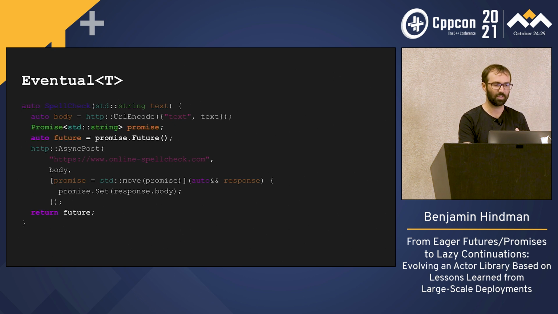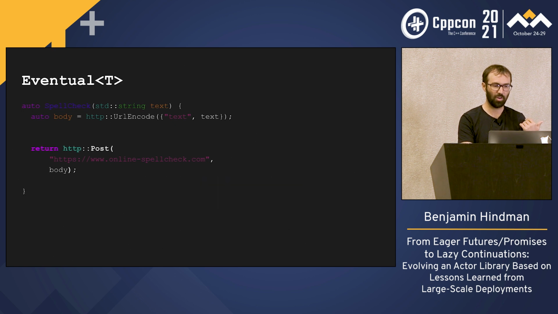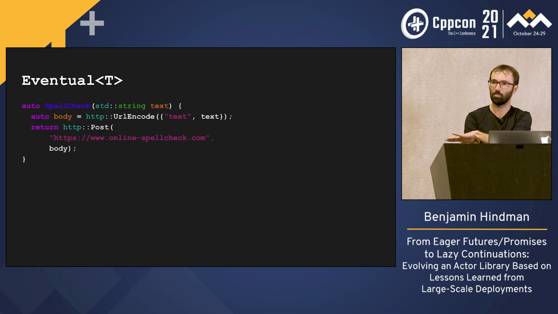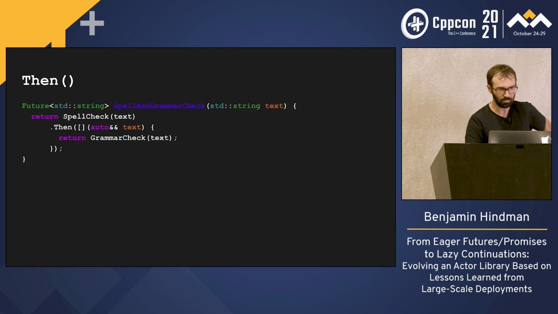Instead of promises and futures, in this case we just get to call HTTP post, because HTTP post is actually doing all the continuation magic under the covers. So our spell check function becomes really simple, where all the magic is under the covers. What's really cool about this is that our spell check function looks identical to the synchronous version that I showed you in the original slide, but it's not blocking. You have to wait, but there's no blocking.